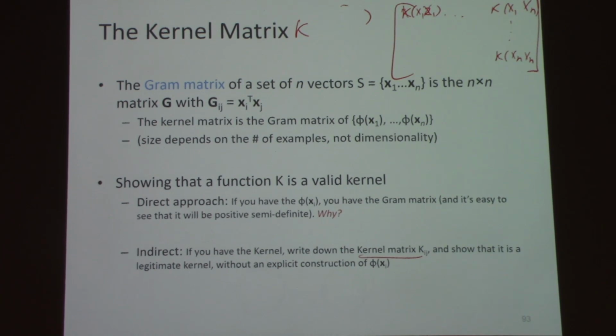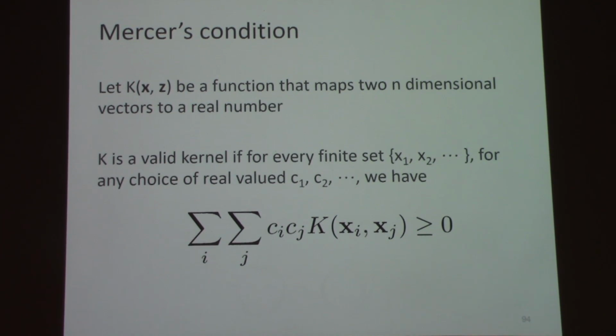More formally, this is called Mercer's condition, and these kernels are called Mercer kernels. Suppose you have a function k which maps any two vectors to a real number, then k is a valid kernel if for any finite set of points, and that's important, this condition holds.